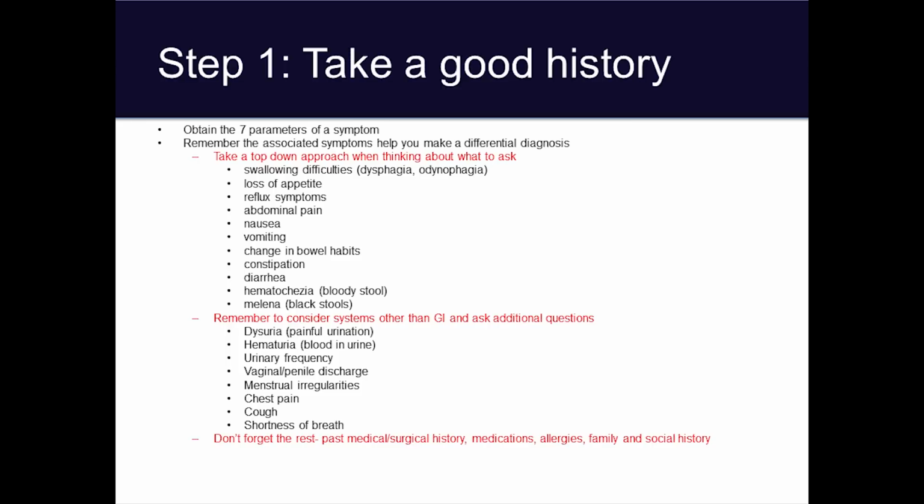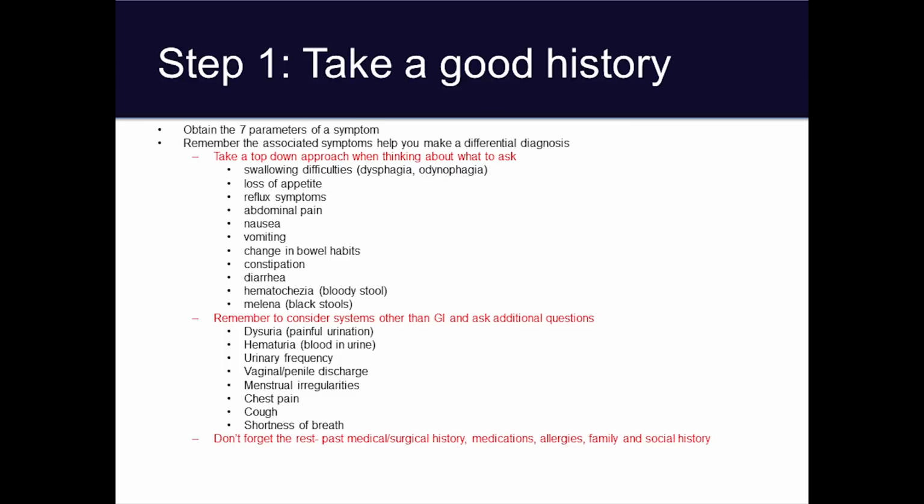You also want to consider other systems besides the GI system, and you might ask additional questions to discern if there's another cause for the abdominal complaint. So you might ask about dysuria, which is painful urination, hematuria, blood in the urine, urinary frequency. That helps you get at whether the abdominal complaint is something in the urologic system.